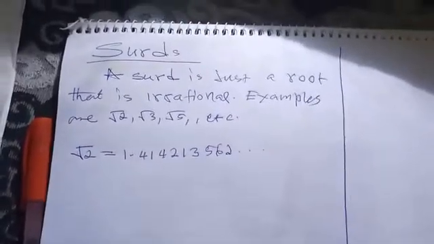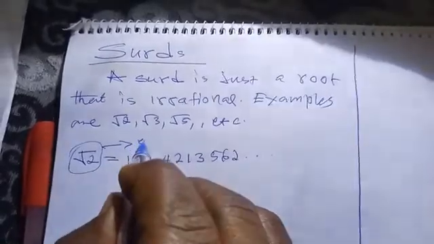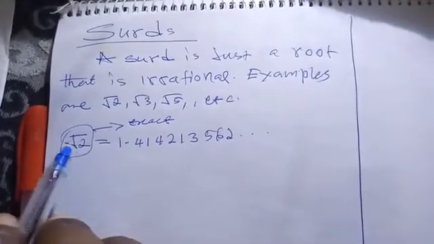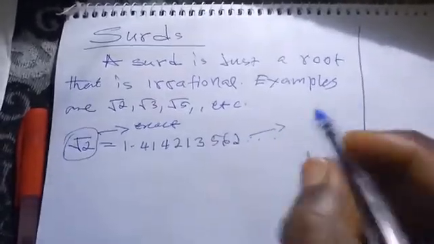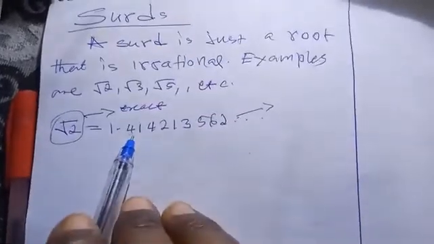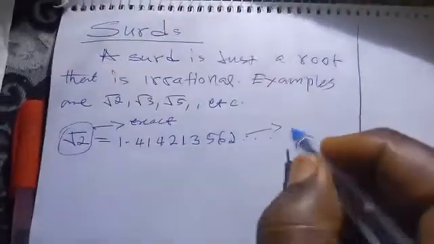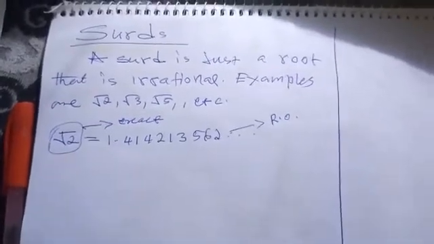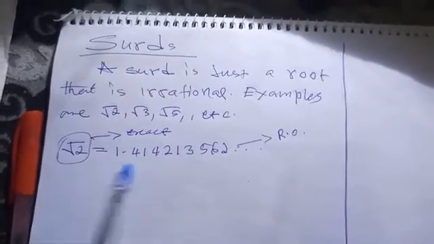This is exact. This is the actual number. And this one is its approximation. This is a rounded off number, approximated by your calculator to 9 decimal places. So this is a rounded off number, and this is the exact number. We will be dealing with the exact numbers rather than the approximated numbers.